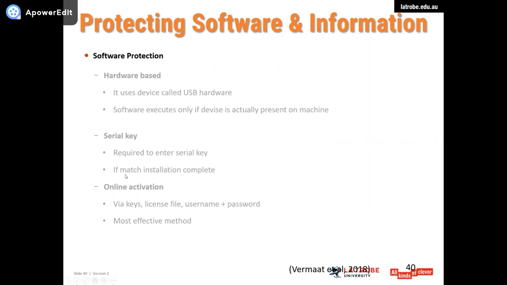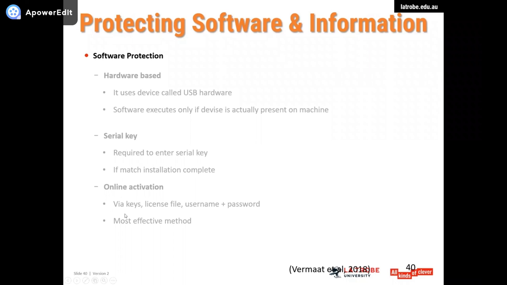For online activation, we can combine several methods. We can use the serial key, the license file, or the username plus the password. Once we enter this information, the software will connect to the server to check how many times the key has been entered, and whether the username and password are valid. Now it's considered to be the most effective method, but the only problem is that it increases the cost because you have to set up a special server to check all these keys, license files, and usernames and passwords. And for machines without any internet connection, that will be a problem.